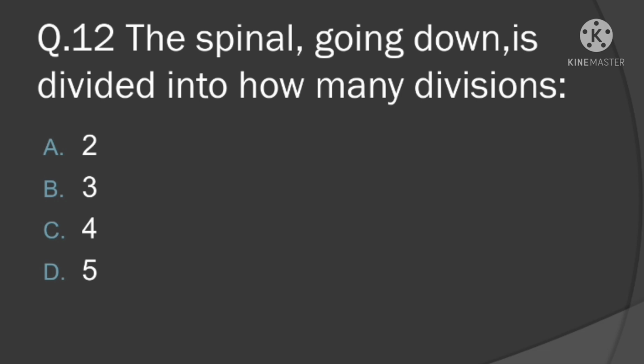Question 12. The spinal cord going down is divided into how many divisions? A. 2. B. 3. C. 4. And D. 5. Correct answer is C. 4.